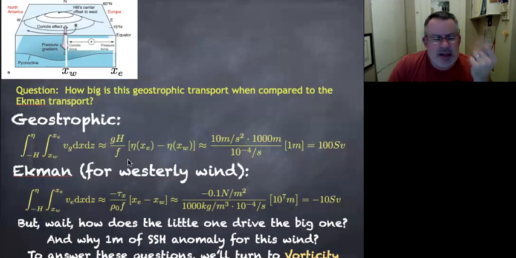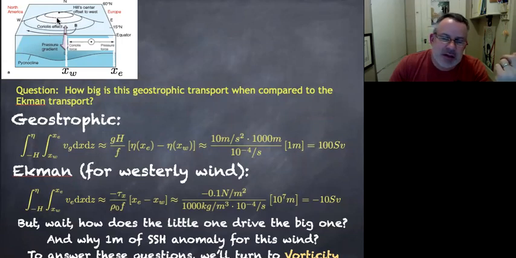The funny thing about this is that we've been arguing that this convergence, the sea surface high, is there because of the Ekman transport. The Ekman transport is piling up the water, but then it drives a much larger circulation around and around it. This geostrophic transport is an order of magnitude larger. And why is it only a 1 meter sea surface height anomaly at the middle of the gyre instead of a 10 meter sea surface height anomaly?